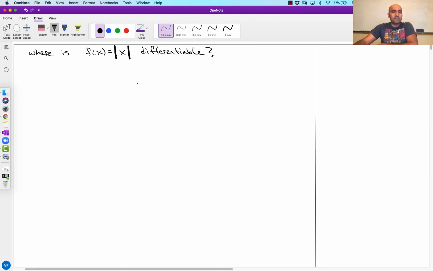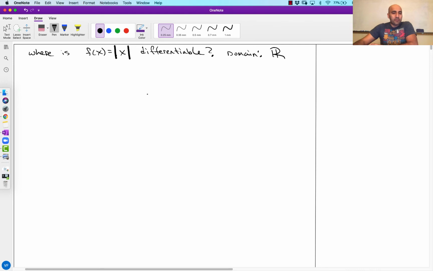Okay, so when is this differentiable? For what values in the domain is it differentiable? Well, first of all, the domain of this function is all real numbers. I can plug in any number I want, and I'm not going to violate any rules. I'm not going to be dividing by 0. You can put in negatives, positives, 0. It's all going to be okay. So the domain is all real numbers.